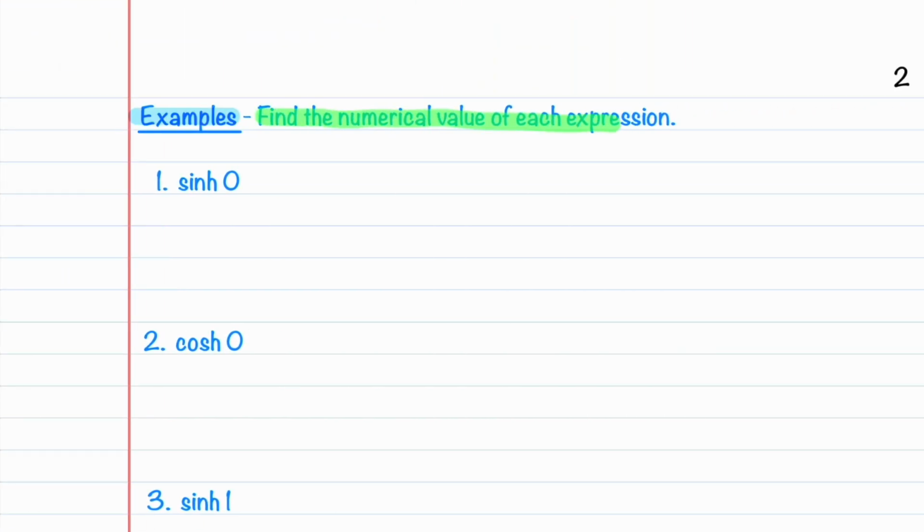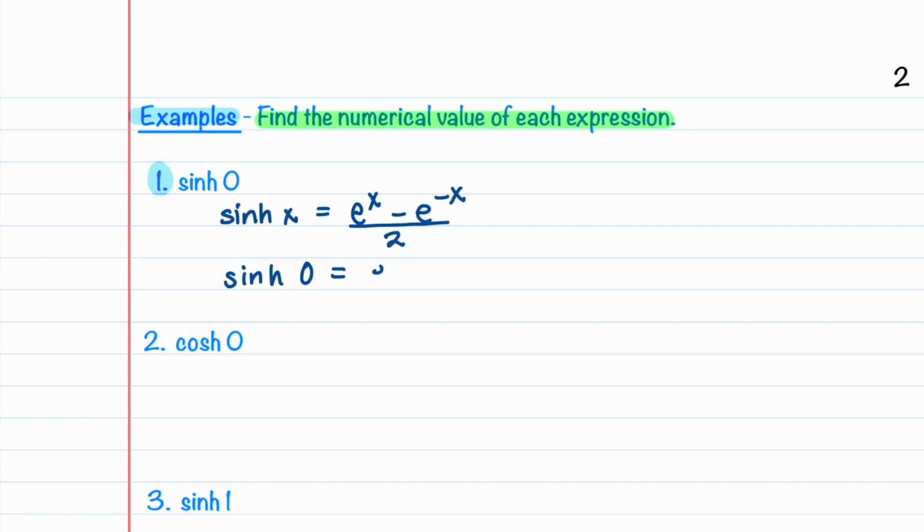We are going to find the numerical value of each expression. Our first example is sinh 0. We are going to evaluate this by starting with the definition. We know that sinh x is equal to e to the x minus e to the minus x, all divided by 2. So now we're just going to let x be equal to 0. So we have sinh 0 is just e to the 0 minus e to the minus 0, all over 2. So this is just 1 minus 1 over 2, and it's equal to 0.